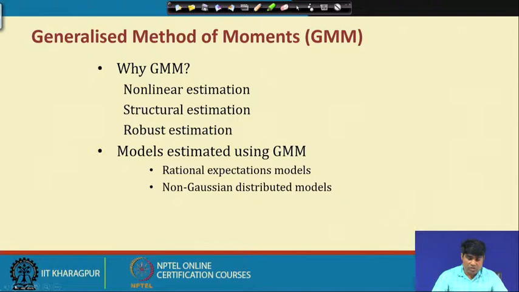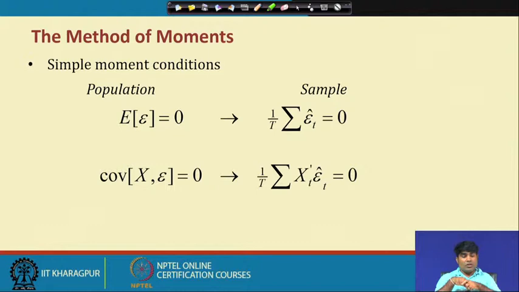Basically it starts with simple moment conditions, population versus sample. This is the mean of the error terms and the covariance of the error terms and the independent variables. By default, the sample mean can be derived by taking the total sample size. So we are expecting that the mean of the sample will also equal 0, and the covariance between these two will also equal 0. That is the requirement of regression modeling.